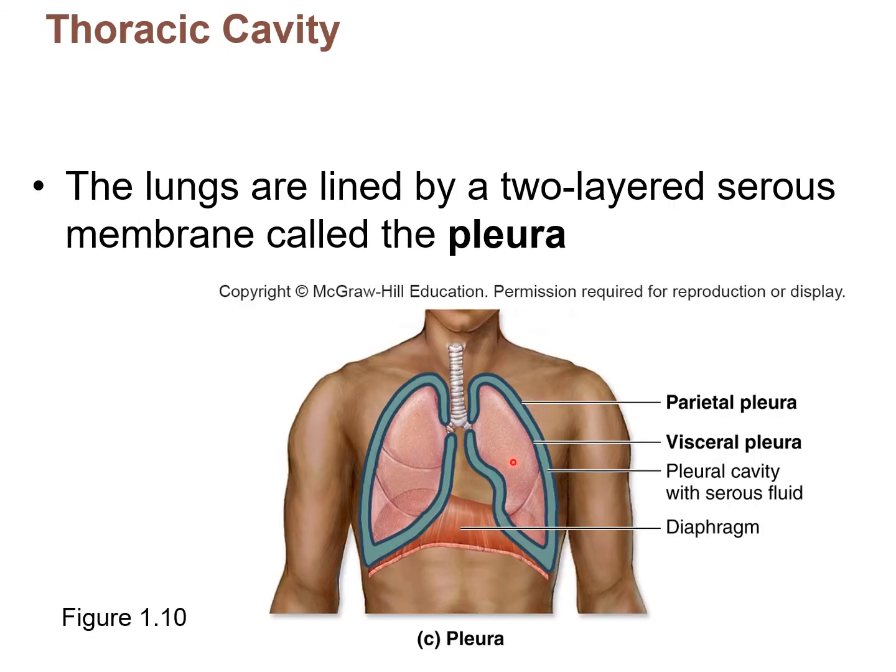So here's the lung, and one more time, surrounding the lung, you've got the visceral pleura layer, and then you get the cavity filled with fluid, and then you have the parietal pleura layer.